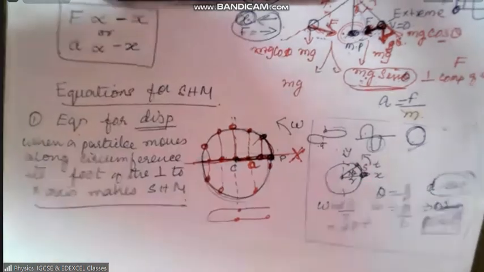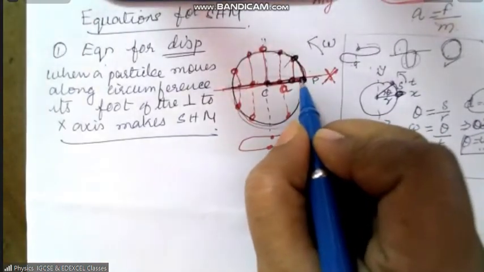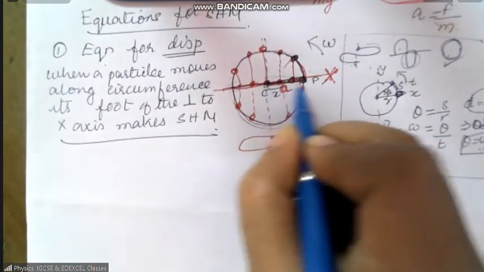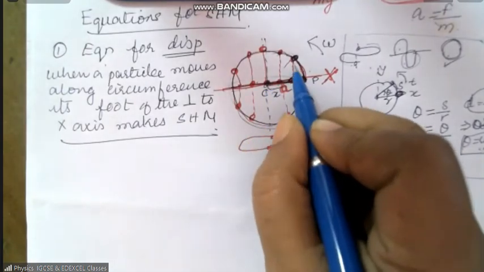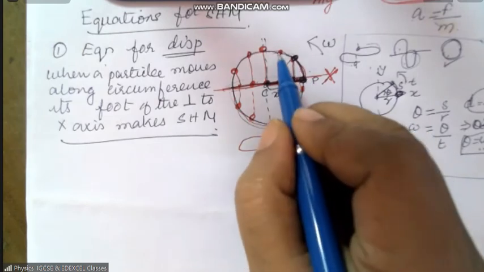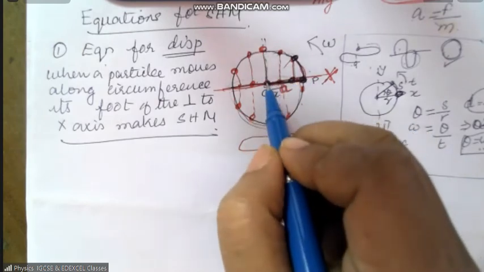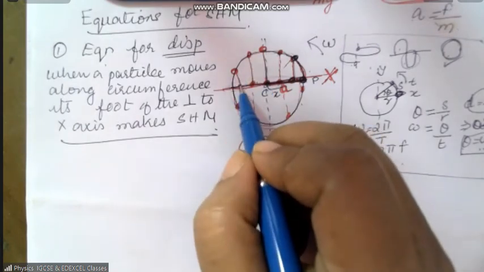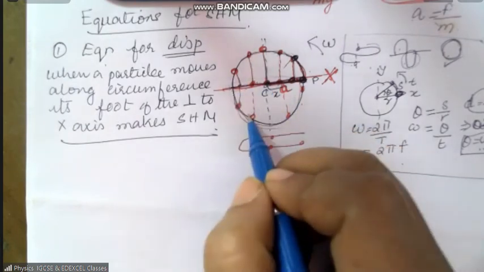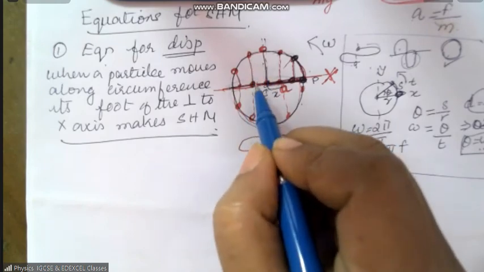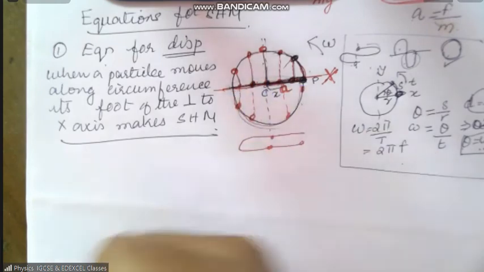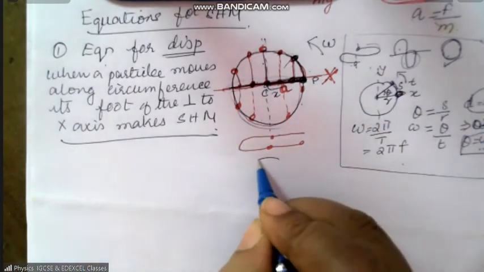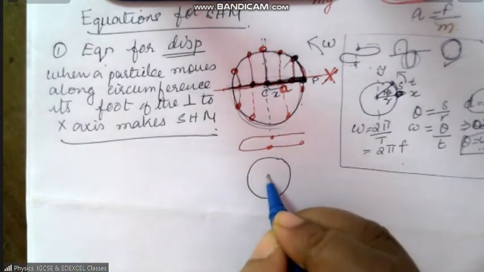Now, x is the displacement. Let this be x. Maximum displacement is this, because this is shorter, this is shorter, this is longer. This is again shorter, this is again shorter, this is 0. So whether the particle is up or down, the perpendicular is always along the x-axis.